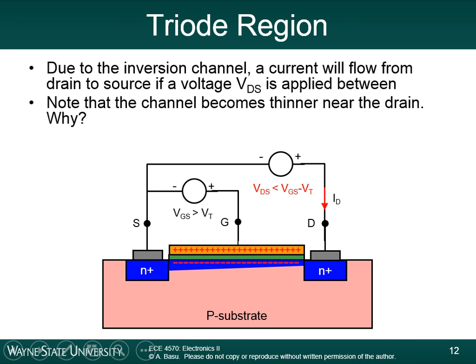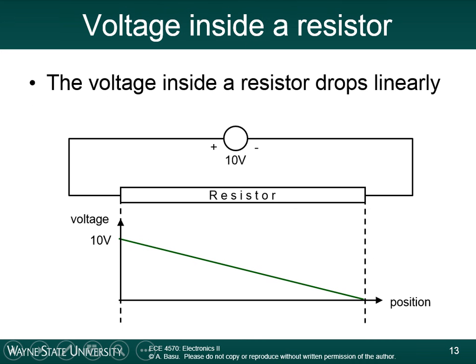What happens when we apply a voltage across a resistor? Let's look inside of a resistor. So we're applying 10 volts across this resistor. Now, with the multimeter that you have in the lab, you can only measure the voltage on this side of the resistor and this side of the resistor. You don't have the ability to measure the voltage inside the resistor along its length. But if you did, what you would find is that the voltage varies linearly across the resistor.